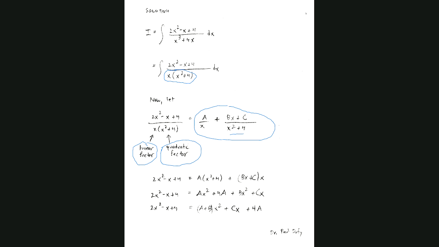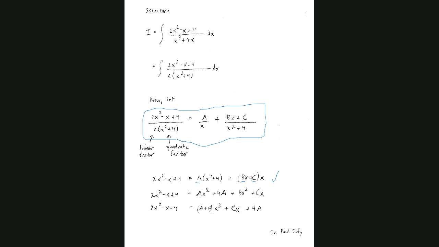And so what we do then, and we did this in the last class, is multiply both sides of this rational equation by the least common denominator, x times x squared plus 4. By doing that, that gave us this equation, and we got rid of the fractions. And then we have to solve for A, B, and C.